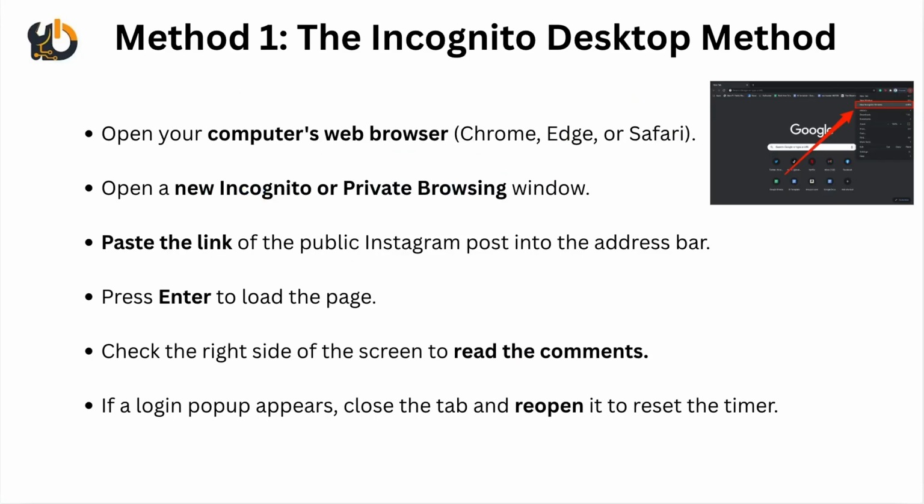Method first is the incognito desktop method. Open your computer web browser like Chrome, Edge or Safari. Open a new incognito or private browsing window. Paste the link of a public Instagram post into the address bar. Press enter to load the page. Check the right side of the screen to read the comments. If a login pop-up appears, close the tab and reopen it to reset the timer.